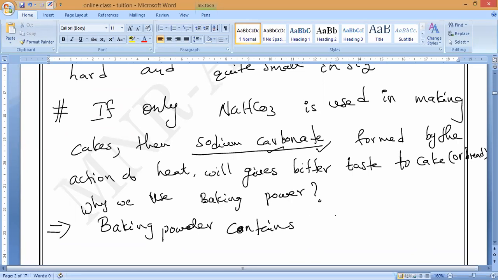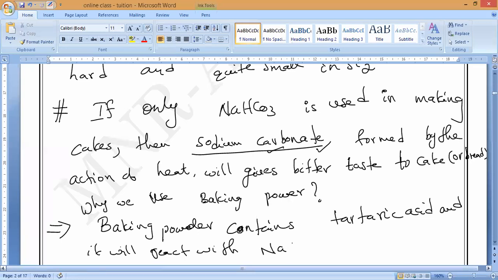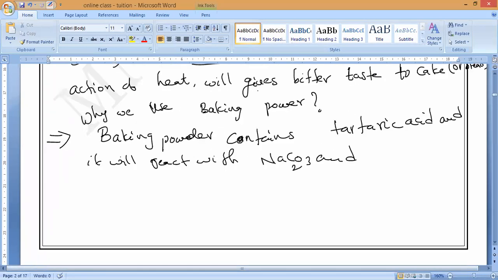Baking powder contains tartaric acid, and it will react with sodium carbonate. What kind of reaction will it be: acidic reaction, basic reaction, or neutralization reaction? Neutralization reaction. Understand? So tartaric acid reacts with the sodium carbonate and forms a neutralized salt. Is it yes or no, guys?